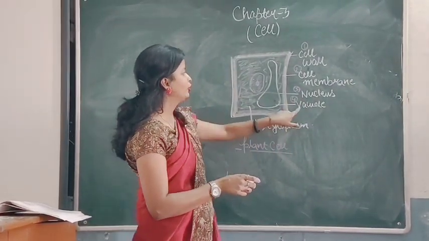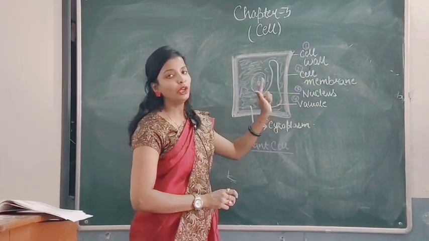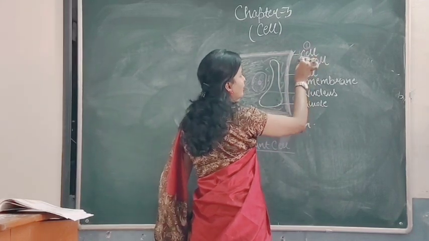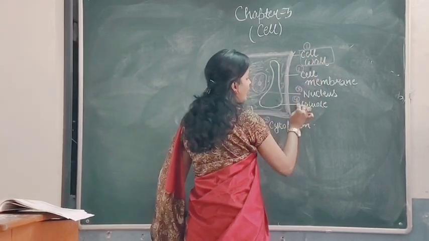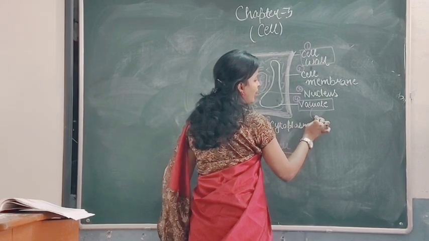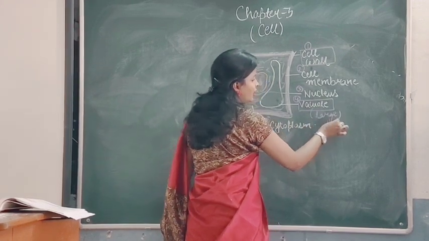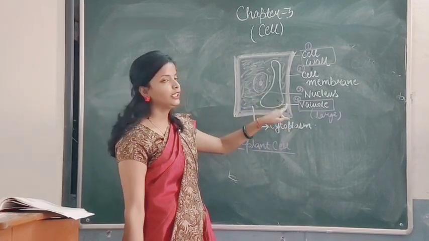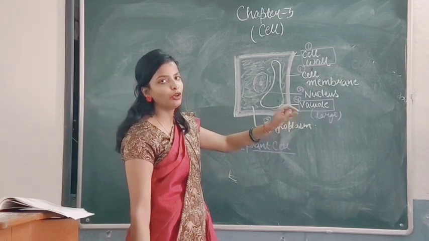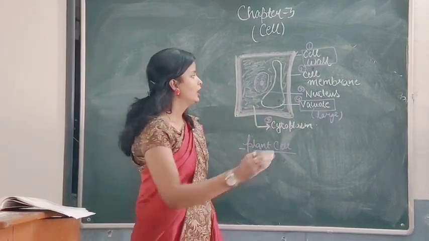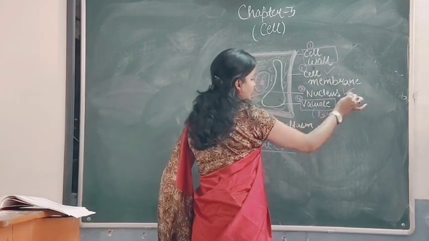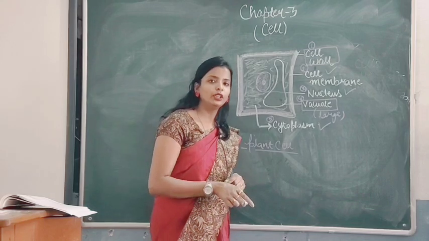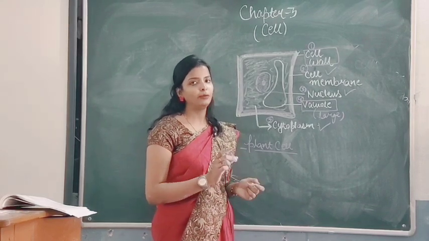Now this vacuole and this cell wall are present only in case of plant cell. So I am underlining the organelles that are present only in plant cell: cell wall and vacuole, or you can say large vacuole. Large vacuole is present only in case of plant cell, and in case of animal cell they are either absent or very small in size. Then cell membrane, nucleus and cytoplasm, these 3 organelles are present in both plant cell as well as animal cell.